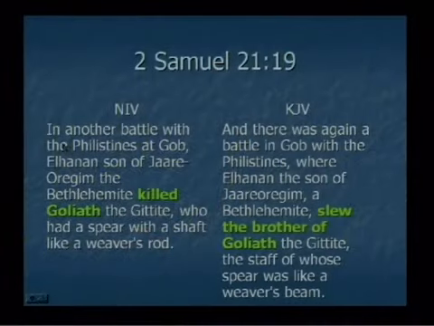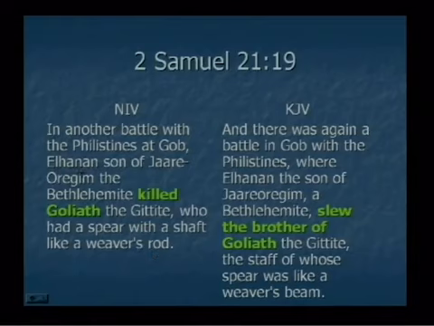So, NIV, 2 Samuel 21:19. In another battle with the Philistines at Gob, Elhanan son of Jaare-Oregim the Bethlehemite killed Goliath the Gittite, who had a spear with a shaft like a weaver's rod. Oops, who killed him?